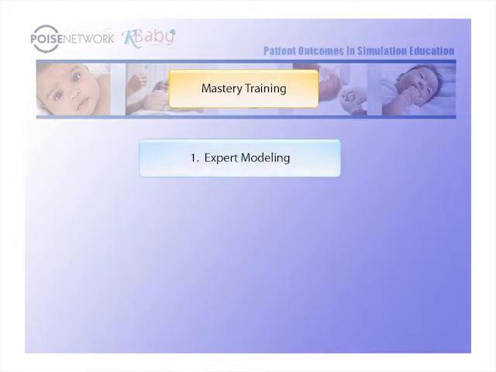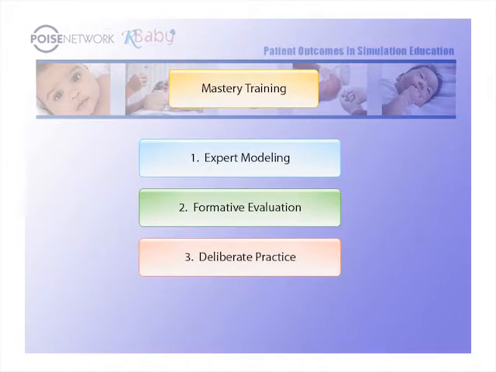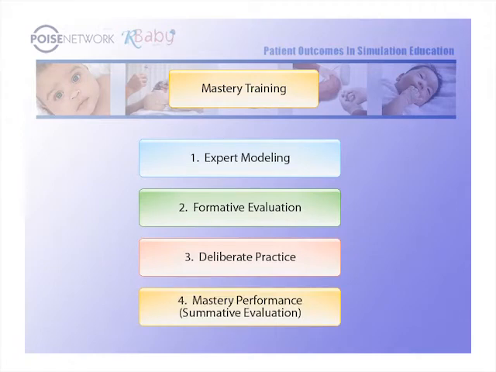In the first phase, expert modeling, you as the trainer will demonstrate what is expected of the learner. Formative evaluation is the second phase in which the learner then demonstrates their lumbar puncture ability. Here you will note their deficiencies that need practice. The third phase is deliberate practice. In this phase you will facilitate the learner's practice of each component that posed problems in formative evaluation. The fourth phase is mastery performance, also known as summative evaluation. The learner will then demonstrate the entire procedure having practiced the components.